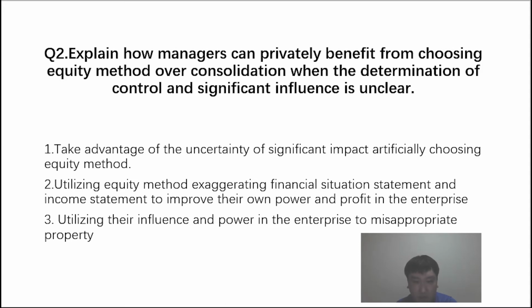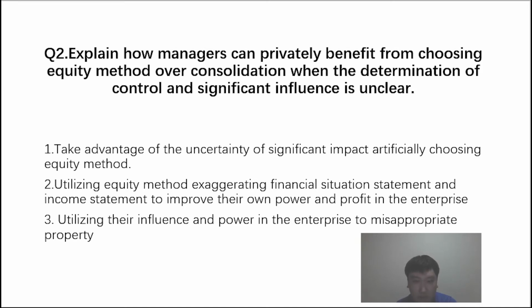The ambiguity of the judgment boundary of significant influence makes it easy for enterprise management to use the equity boundary of 20% to 50% to manipulate for their own private gains, making an artificial choice between the equity method and the consolidation method. For example, the company can use an agreement to control the invested company, but maintain less than 50% of the voting rights.